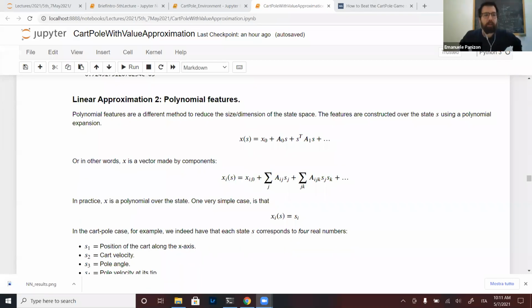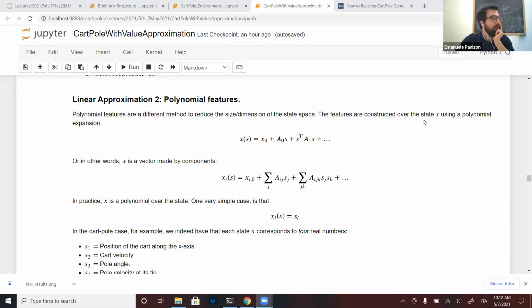Okay, let's start again with the second part. First of all, we're going to deal with polynomial features. So far we've seen features which were state aggregation. Whole parts of the state space were condensed into a single entity, a single region. Now we're going to deal with something different, which is how to construct polynomial features.